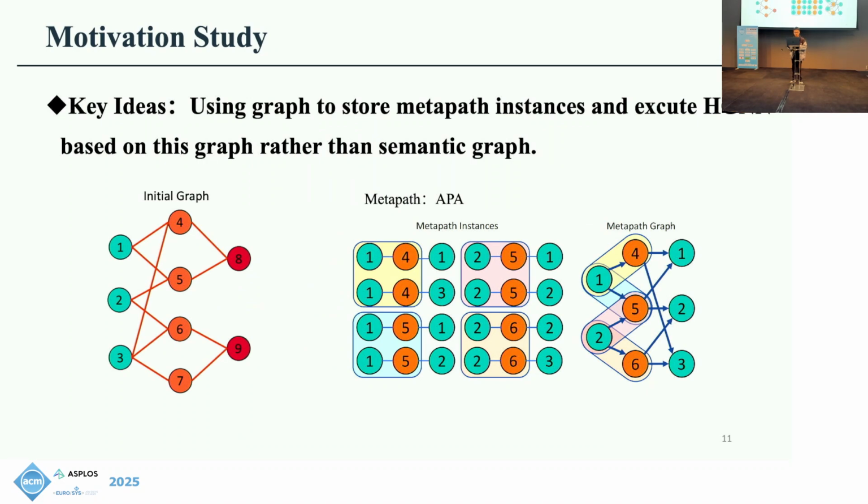Then, based on the above problems, our idea is not constructing such semantic graph, since it is too time-consuming. We use a graph to store the metapath instances and guide the HGNN based on this graph, rather than the semantic graph. We call this metapath graph. The right figure is a comparison of metapath instance and the metapath graph.